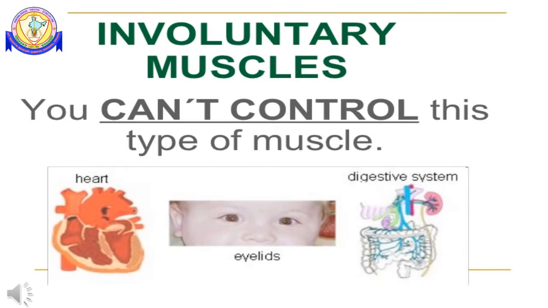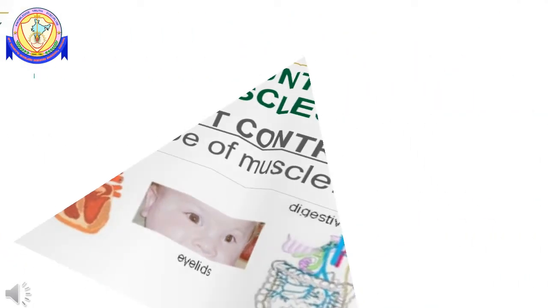Involuntary muscles or smooth muscles. These are the muscles that are not under your control. The muscles in your stomach, intestines, and blood vessels are involuntary muscles. You can't control this type of muscle.